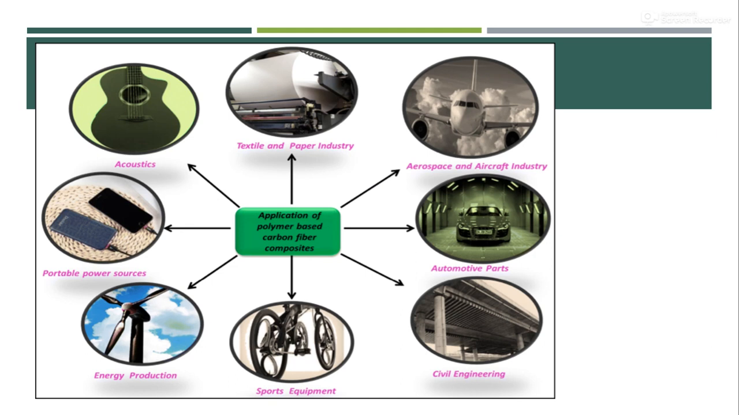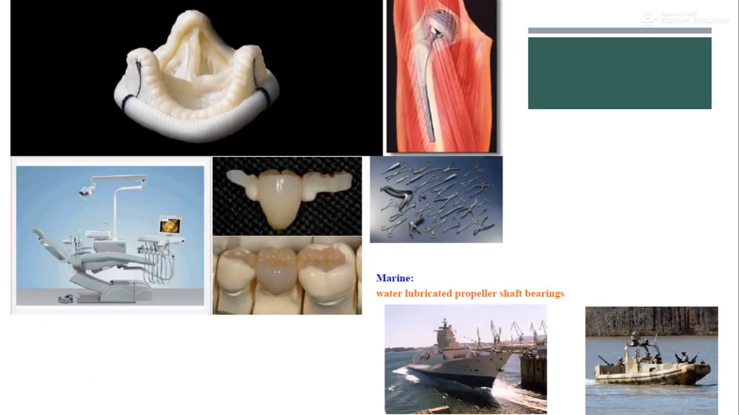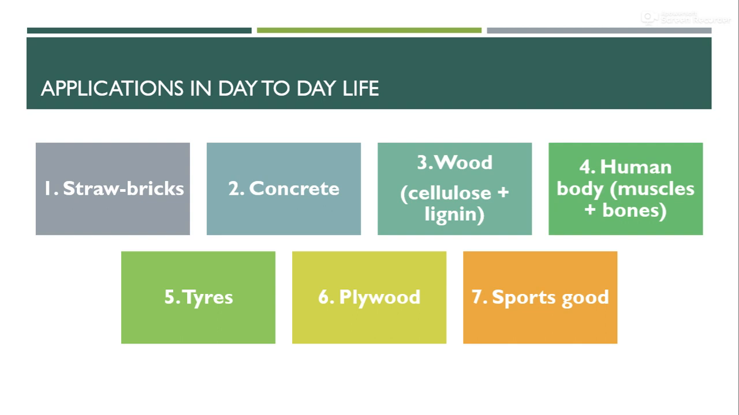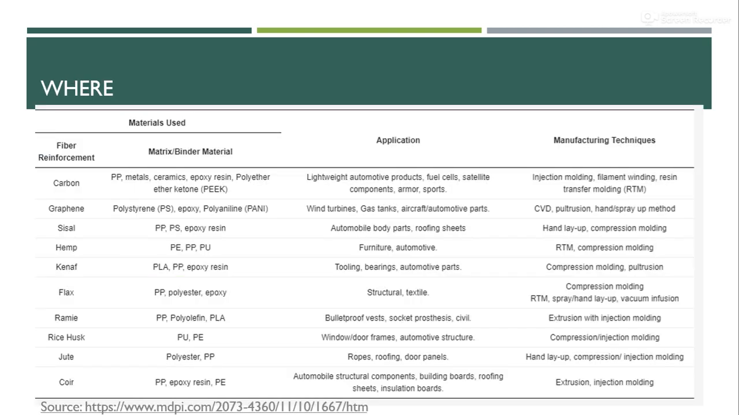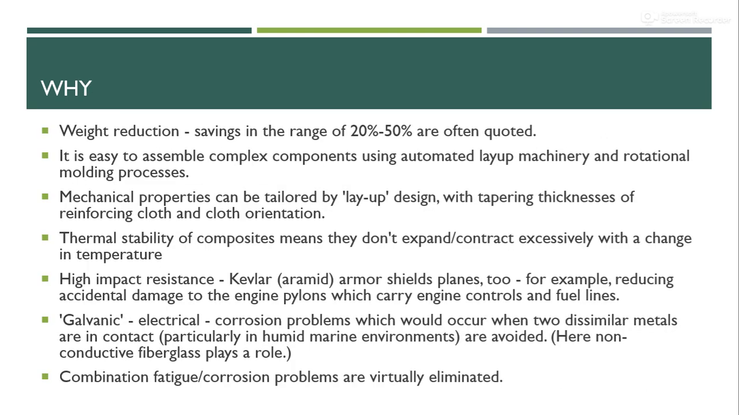And in energy production as well as in power sources, we have composite material. Even in body implants we have composite materials nowadays, and in the marine industry also composite materials are used. So here we have a few day-to-day applications of composite materials. These are the specific applications where we can apply specific composite materials.